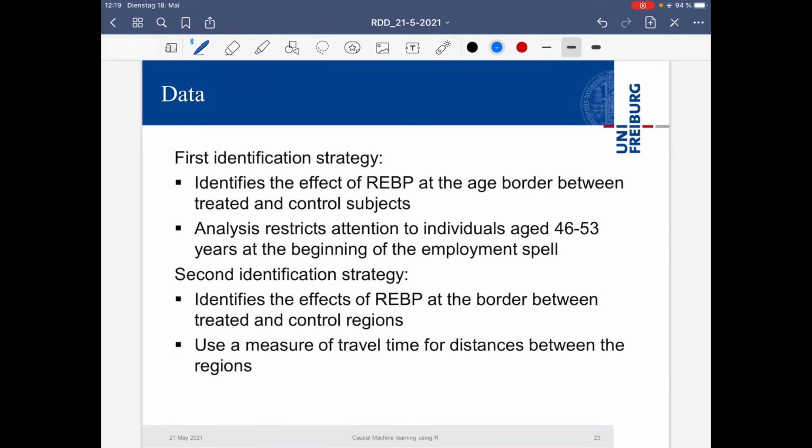The author uses two identification strategies. I will skip the second one, but the first is that the causal effect is identified at the age border between treated and control subjects. I don't want to go through the other border, which uses travel time for distances between regions, so let's skip that.